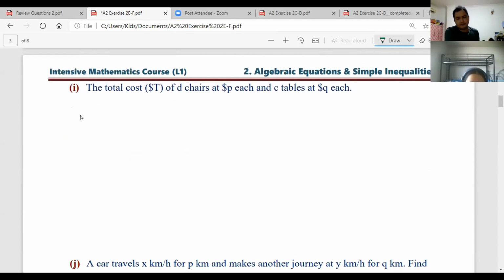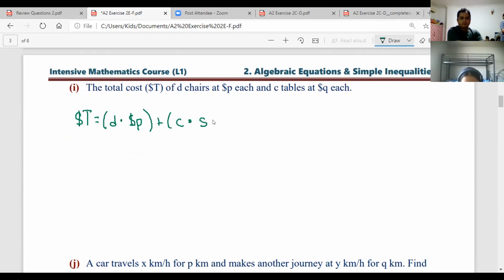Total cost of $T equals D chairs. This one is D times P, right? D times P plus C times Q. Okay. Is that right? Yeah, that's correct.